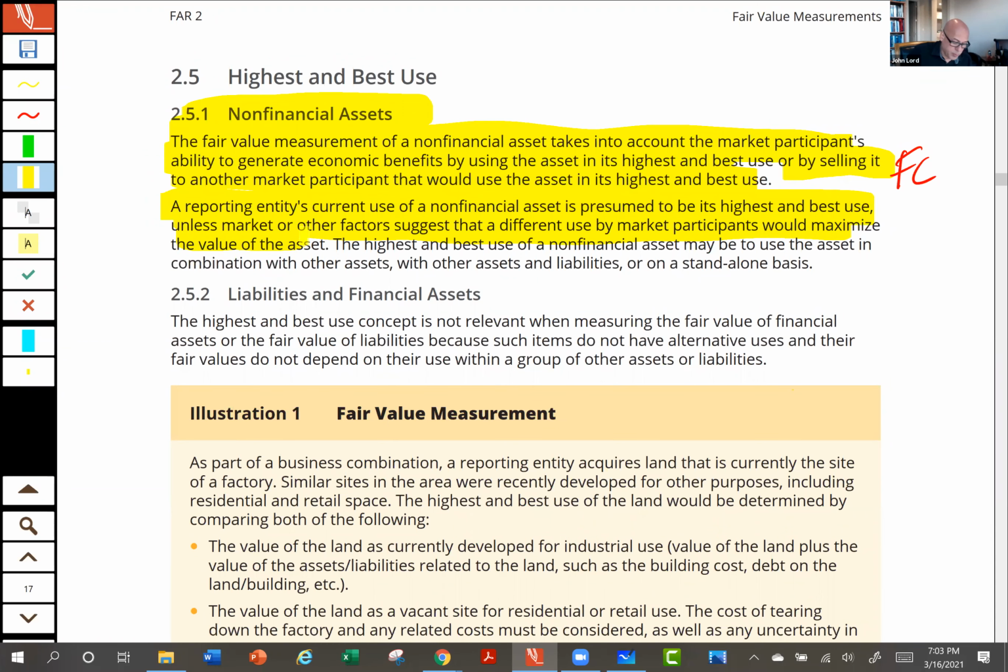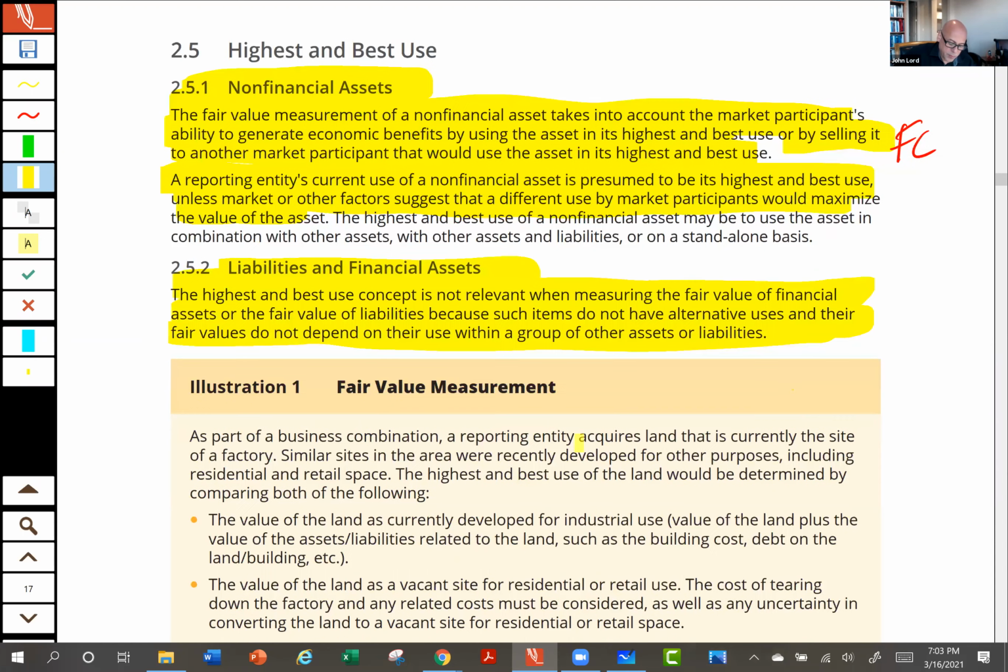Okay. Liabilities and financial assets, the highest and best use concept is not relevant when measuring fair value of financial assets because the items do not have alternative uses and their fair value does not depend on their use within a group of other assets or liabilities. Okay. All right. Just a little bit of detail there.